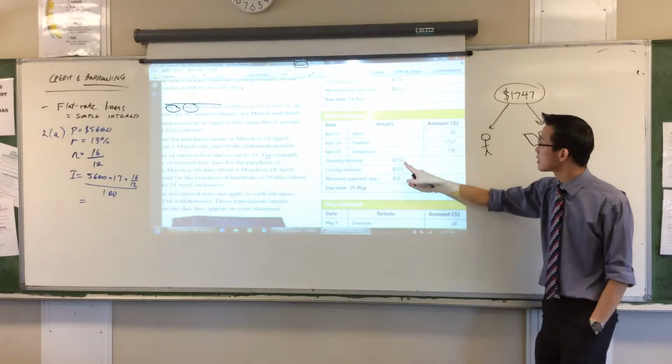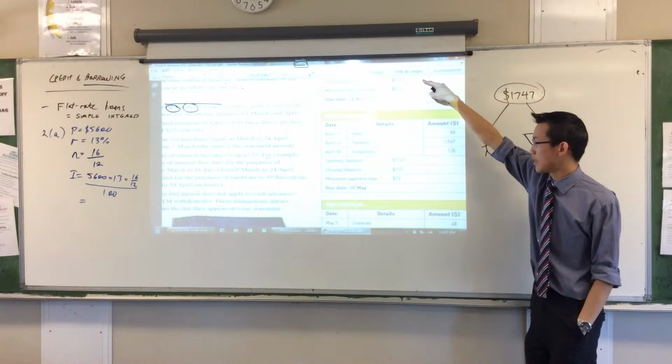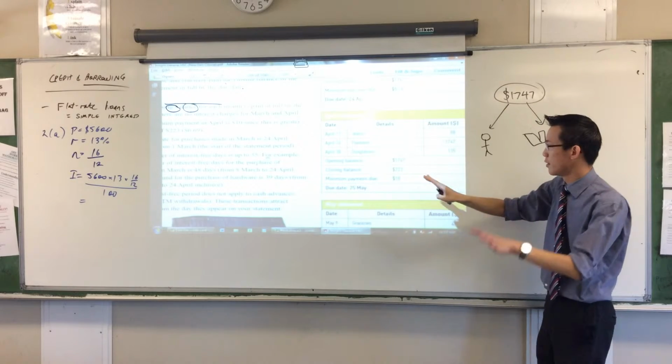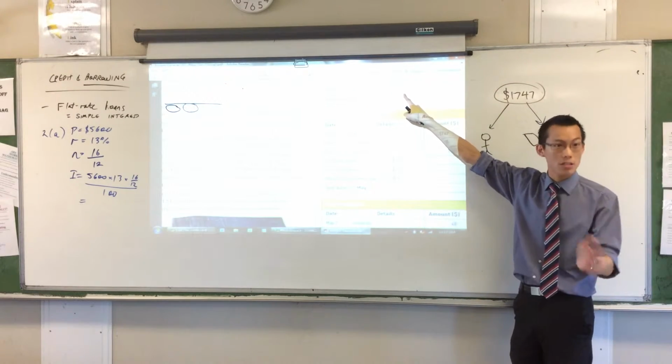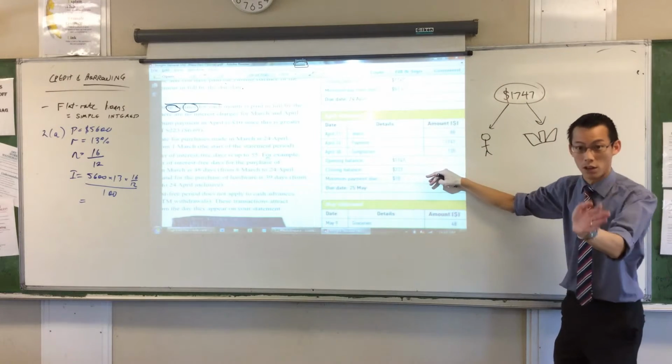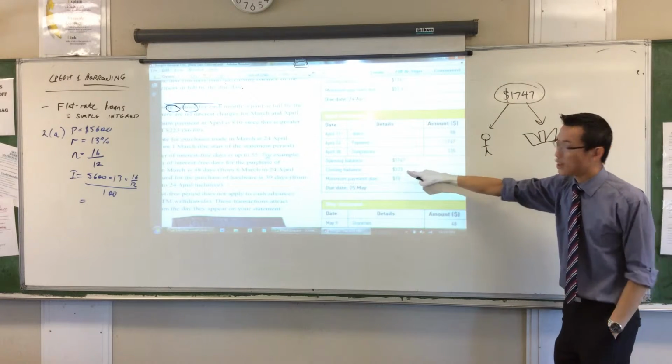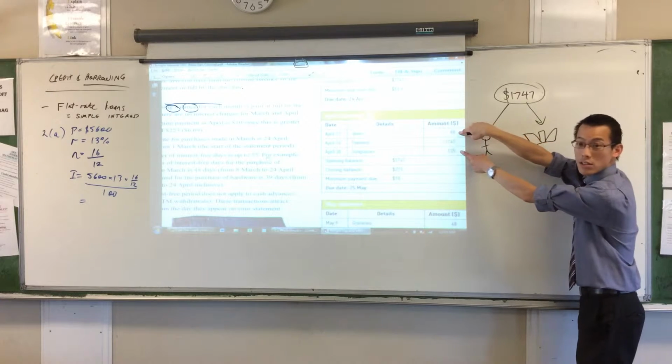So the opening balance started from here, right? They paid that off. See, minimum payment due was this, but they decided not to do the minimum payment. They decided to pay off the lot, okay? So here's what's left, which is just comprised of these two figures, right?